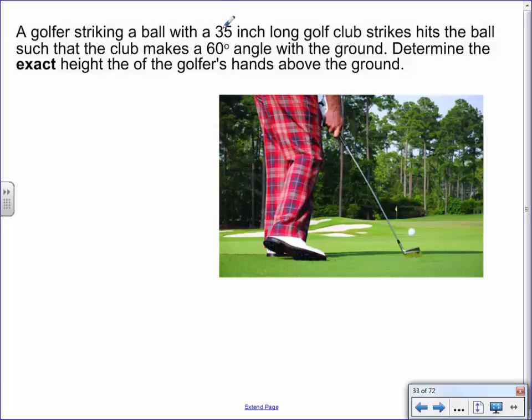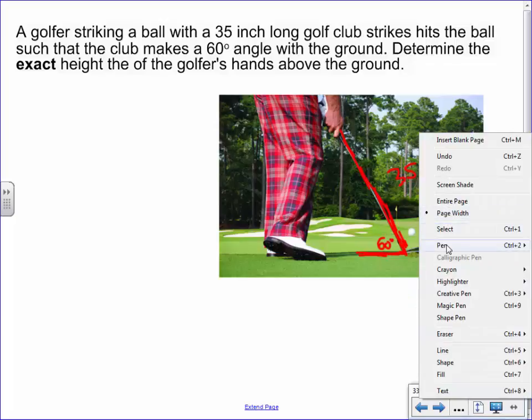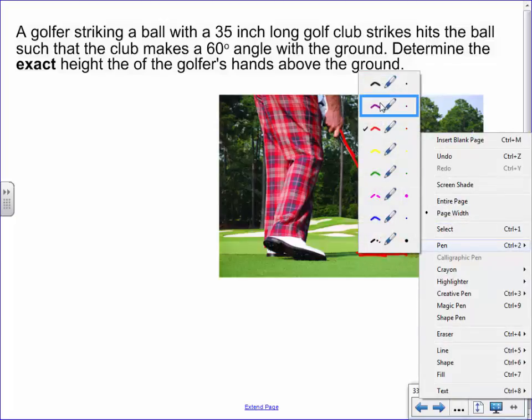The golfer here is going to have a 35-inch long golf club. So from here to here, it's supposed to be 35 inches. And then he hits the ball with a nice, perfect 60-degree angle. My question was, determine the exact height of the golfer's hands above the ground.